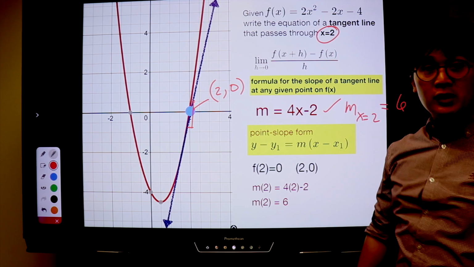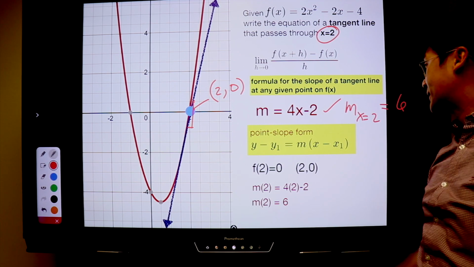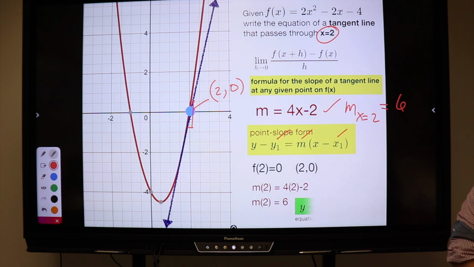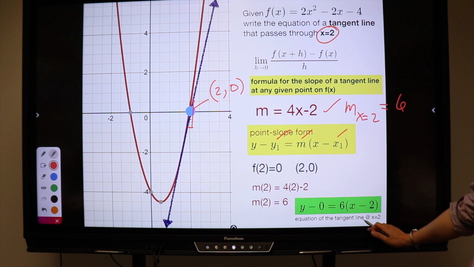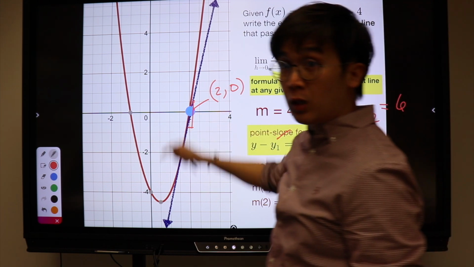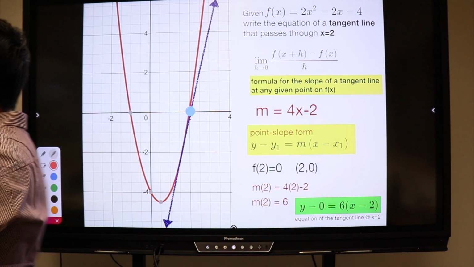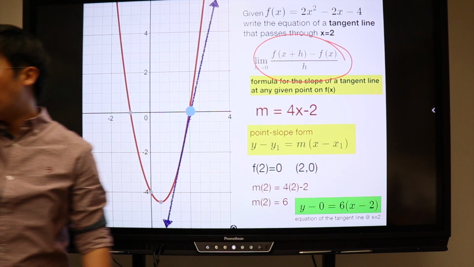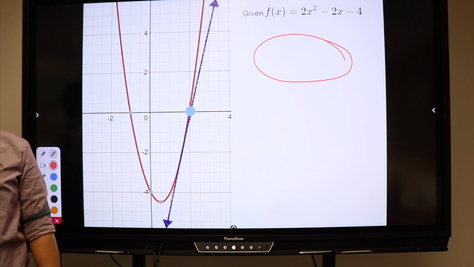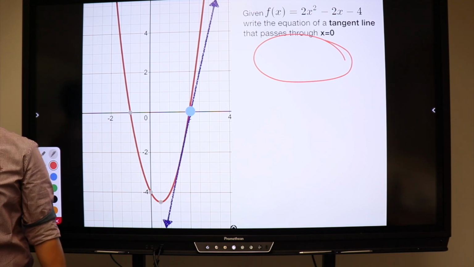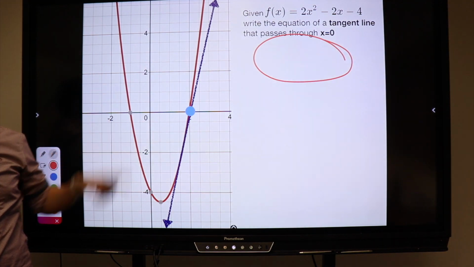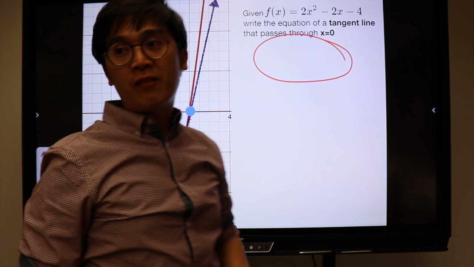Can we now write the equation of the line? Yes, and that is the equation of the tangent line at x equal to 2. And we're able to solve that because of this formula, which is basically the formula that we're going to be using in finding the equation of the slope at any given point in your f of x. We're going to be using the same f of x.